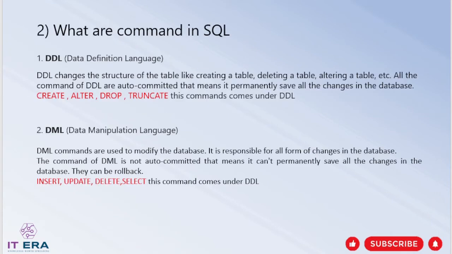So the very first command is DDL. DDL changes the structure of the table, like creating a table, deleting a table, altering a table, etc. All commands of DDL are auto committed. That means it permanently saves all changes in the database. Create, alter, drop, truncate. These commands come under the DDL family.